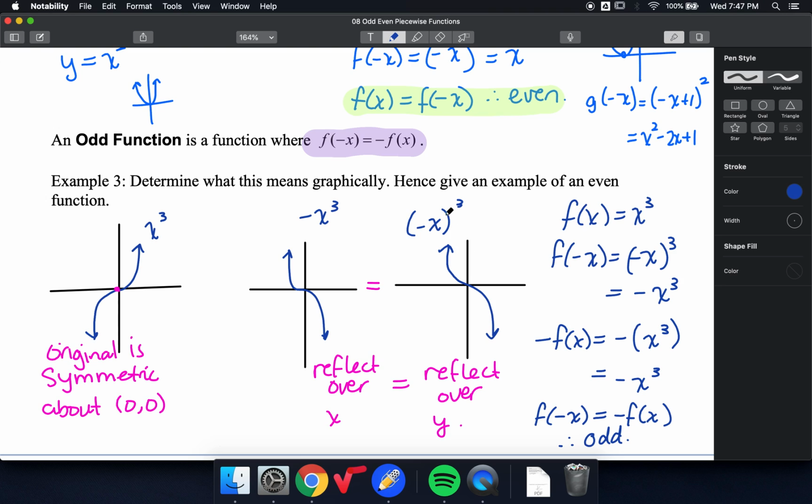Again, just because I have an odd power doesn't mean I'll become an odd function. I always have to test it with my equation. So let me go back to my highlighter and highlight this again, that this is our statement of proof. We can use this to help us look at things, but I need to do my algebra to show a function is odd or a function is even.